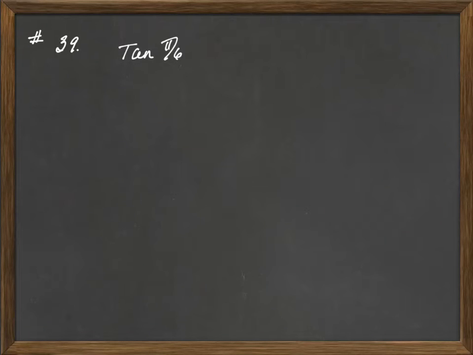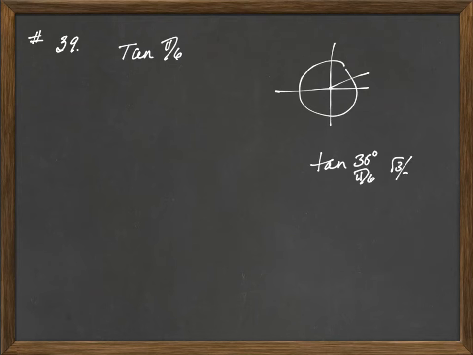Number 39 is the tangent of pi over 6, and this is just checking whether you remember the unit circle. So the tangent at pi over 6 was the first one we came to. Remember, you should know these: tangent of 30 degrees, which is pi over 6, is square root of 3 over 3. And then at pi over 4, it's 1.